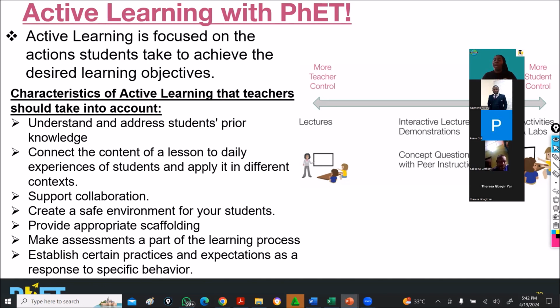Another feature of active learning is connecting a lesson to the daily experiences of a student and applying it in different contexts. In each of the concepts we want to teach in class, let us craft an example that applies to daily experiences in the student's life, so they can connect where this concept is needed. Let me give an example.